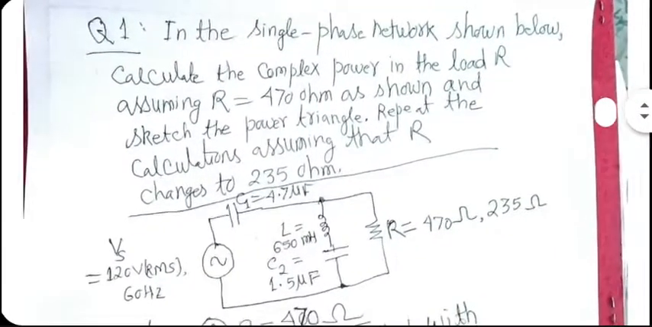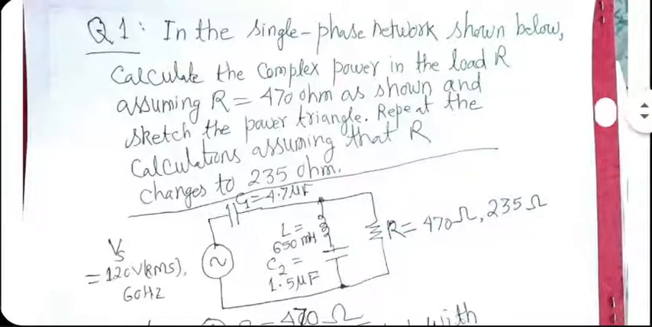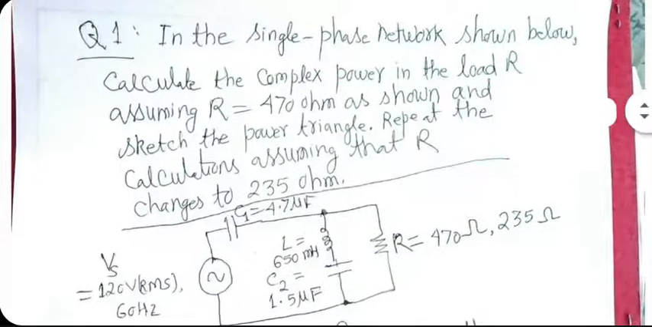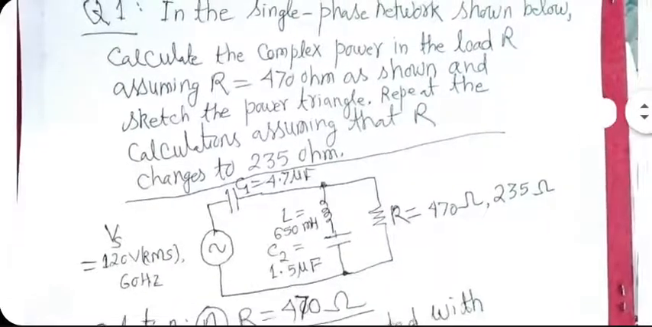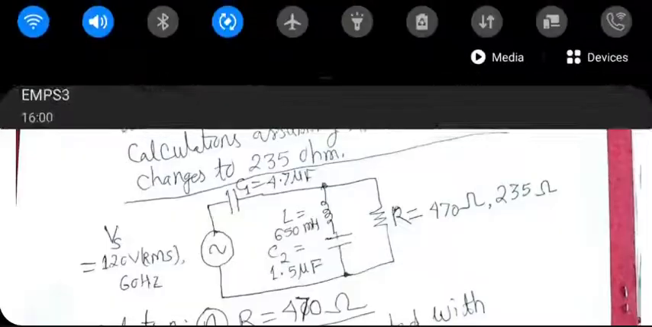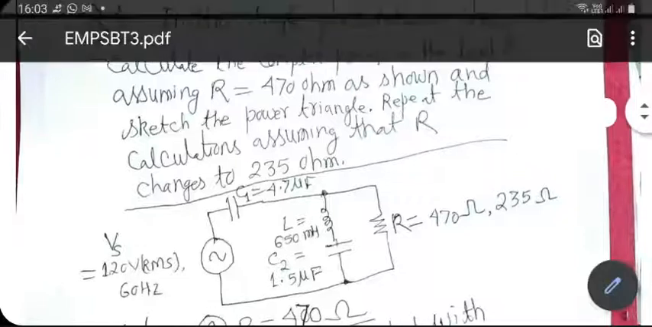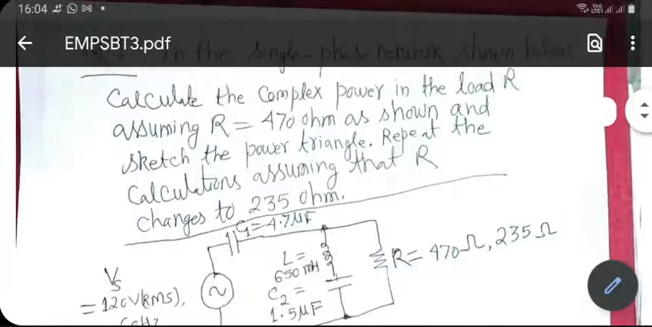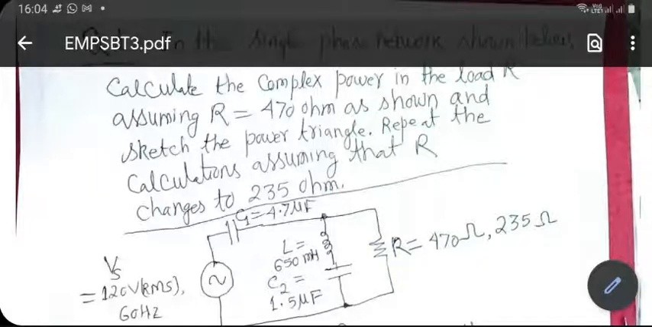We have a capacitor of 4.7 microfarad, followed by a series LC circuit with the values shown, and then the entire thing connected to a purely resistive load, which has got a value 470 ohm to begin with, and then we are supposed to repeat our calculations for 235 ohm as well. Important thing is that we need to draw the power triangle as accurately as we can.